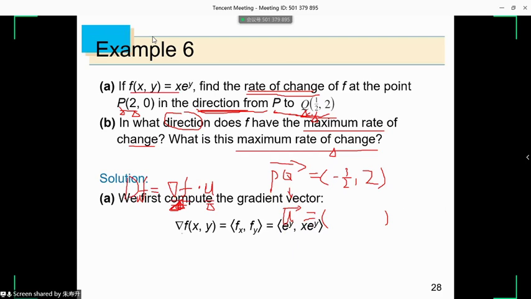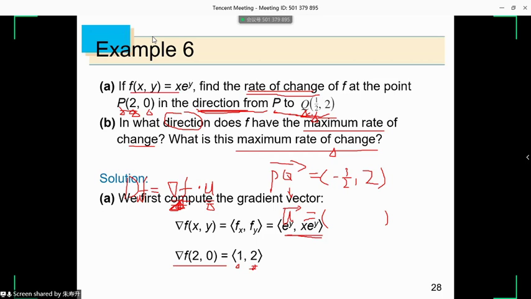And then, as you have said, this is the gradient, and this is the direction. With the gradient, we take the point 2 and 0, x equals 2 and y equals 0, and we get the gradient is 1 and 2. Because y equals 0, e to the power 0 is 1, and here 2 multiplied by 1 is 2. So this is the gradient, okay?